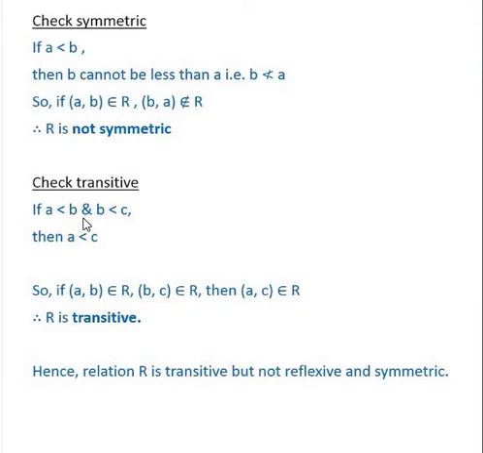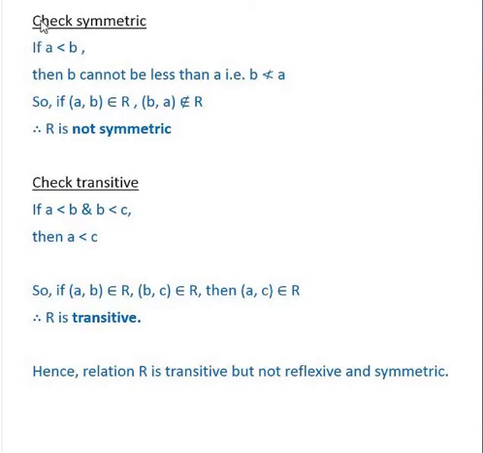Now if a is less than b and b is less than c, then we can say that a is less than c. We can understand this by taking particular values of a, b and c. If we take a equals 1, b is 2 and c is 3: 1 is less than 2? Yes. 2 is less than 3? Yes. Therefore 1 is less than 3. So this is very trivial, obvious. If (a, b) belongs to R and (b, c) belongs to R in this relation, then (a, c) must be in R, and therefore R is transitive. So this is the relation which is transitive but neither reflexive nor symmetric.